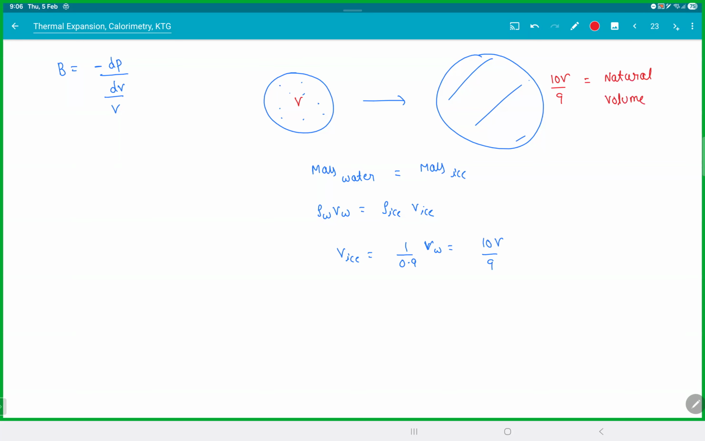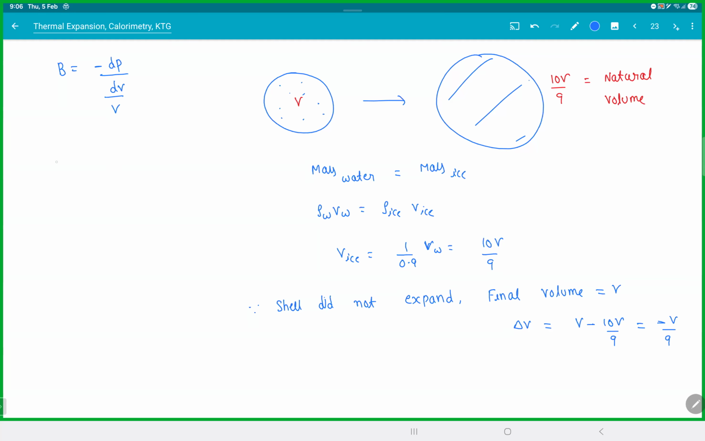Are you clear with this? But because the shell did not expand, the final volume is V. I hope you're getting it. In elasticity, the delta L is always a comparison from the natural length, not from the initial length. Since the shell did not expand, the final volume is still V only. So the change in volume will be V minus 10V by 9, which is minus V by 9. So the ice will think it got compressed by this much amount. I was supposed to be 10V by 9. For some reason I'm V, so I got compressed by this much.